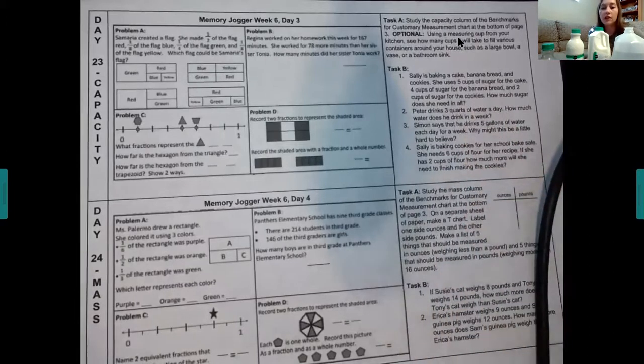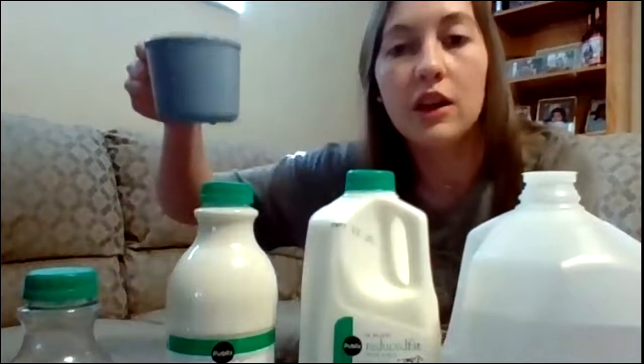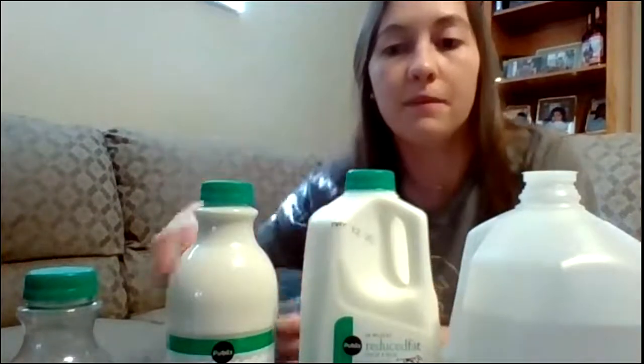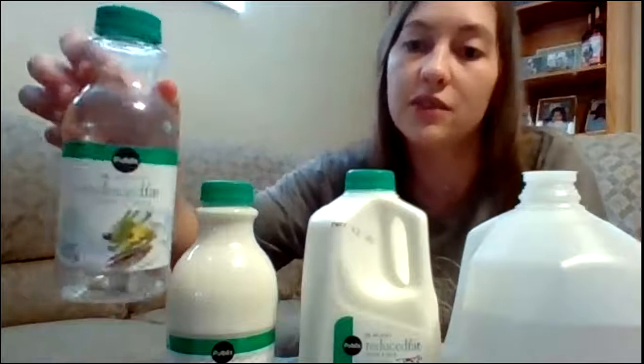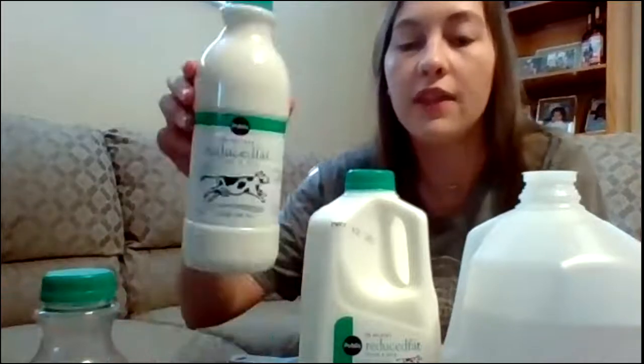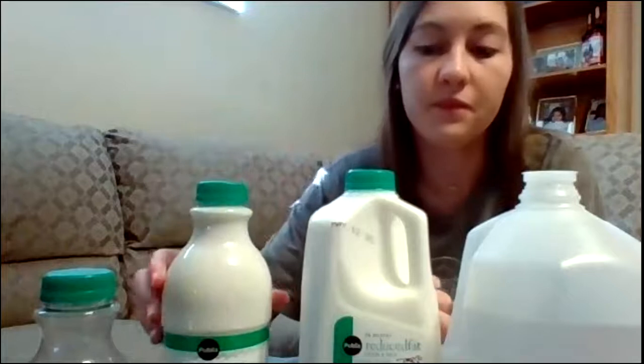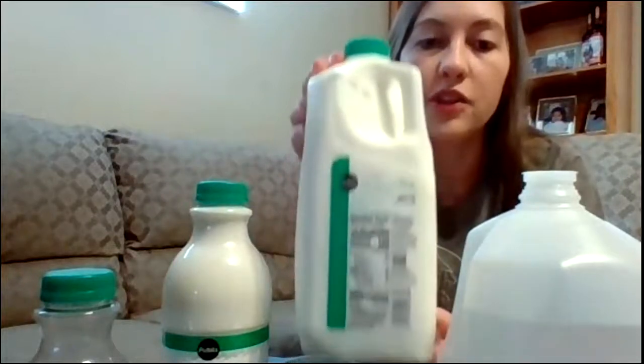Even though they use units of capacity, all you're doing is just using those units to help you visualize the problem. So if you're visualizing cups, you might visualize something small like this. Pints is next, 2 cups. Then a quart, which is 2 pints. Then a half gallon, which is 2 quarts. And a gallon, which is 4 quarts. So those are your units of capacity, and you're just going to be solving those word problems using addition, subtraction, multiplication, or division, reading those word problems and really visualizing what's happening.